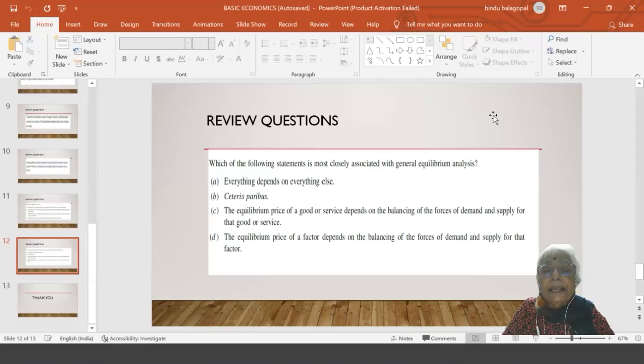Which of the following statements is most closely associated with general equilibrium analysis? A. Everything depends on everything else. B. Ceteris paribus. C. The equilibrium price of a good or service depends on the balancing of the forces of demand and supply for that good or service. D. The equilibrium price of a factor depends on the balancing of the forces of demand and supply for the factor.